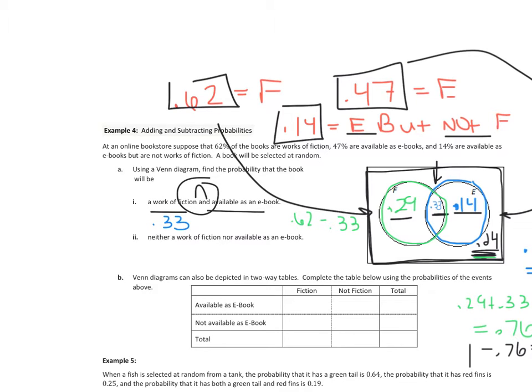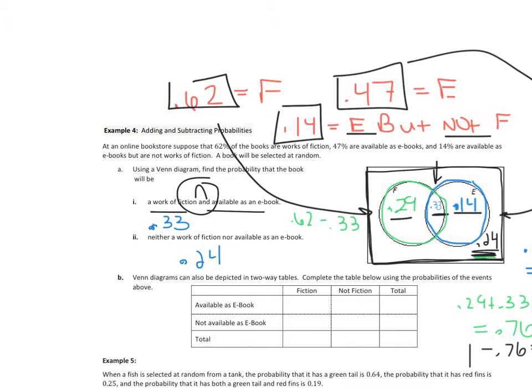Neither a work of fiction nor available as an ebook. So that means that it's not fiction, it's not an ebook. That's the guy on the outside. He doesn't involve these two circles, so that's going to be 0.24. And without the Venn diagram, it might have been a little difficult for me to find these values.